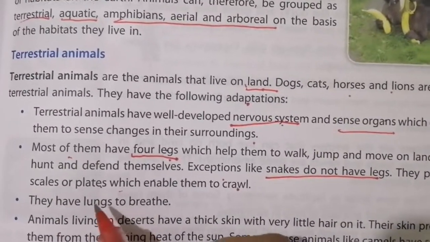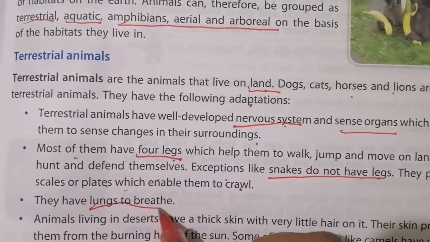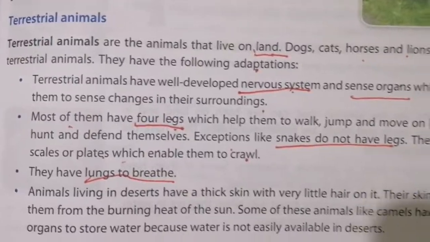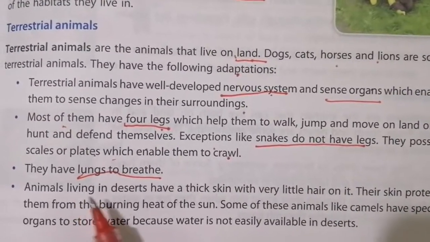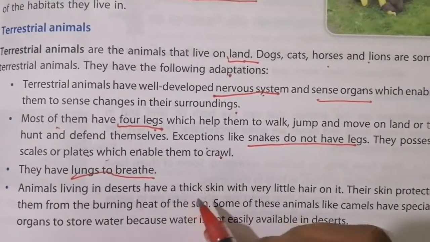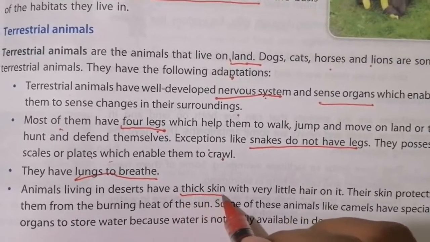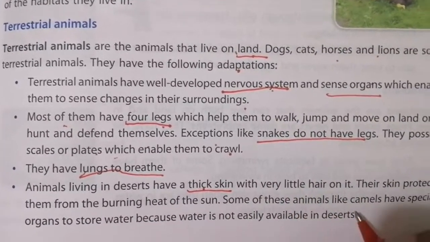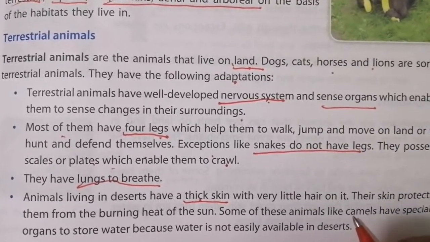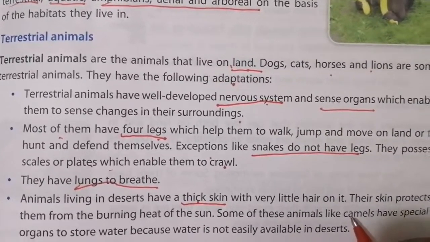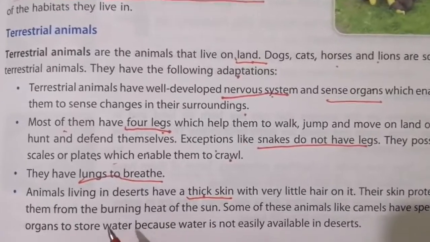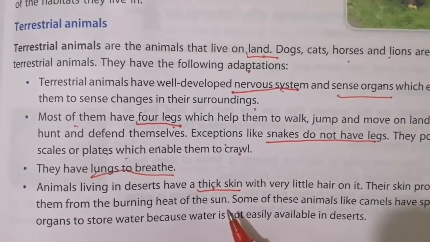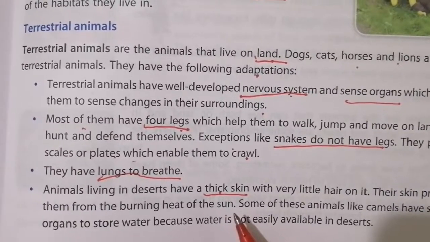Okay. Next one, they have lungs to breathe. So how do they breathe? With their lungs. The fourth point, animals living in desert have a thick skin. Because in desert they have a thick skin with very little hair. If you have more hair, you will feel very hot, warm. Their skin protects them from the burning heat of the sun.